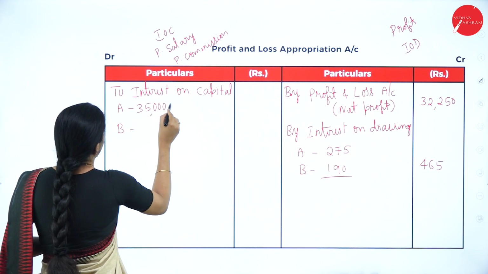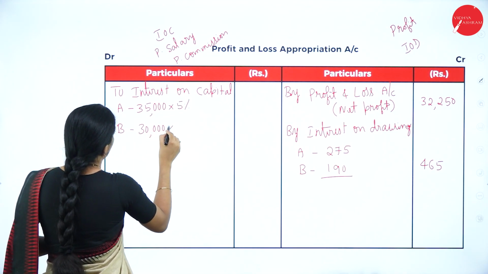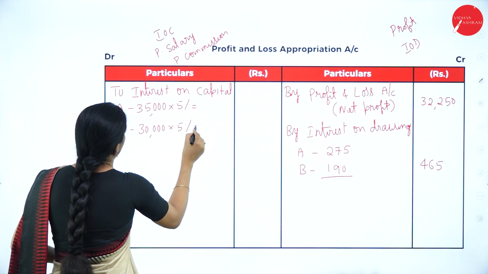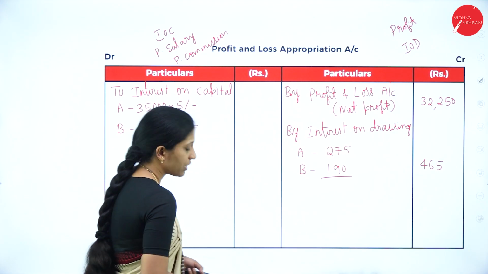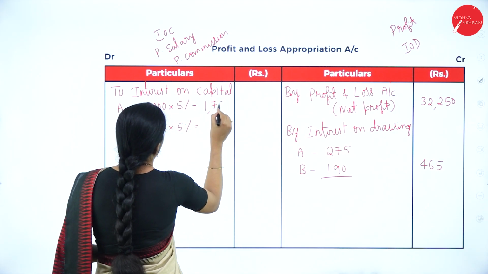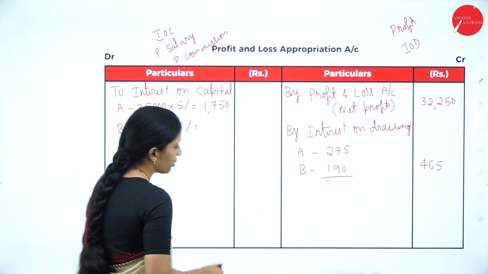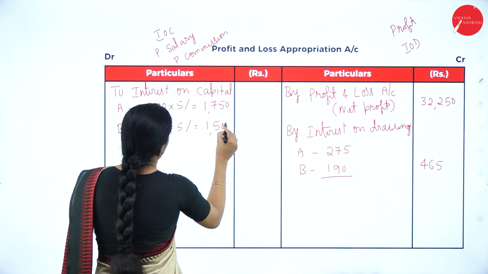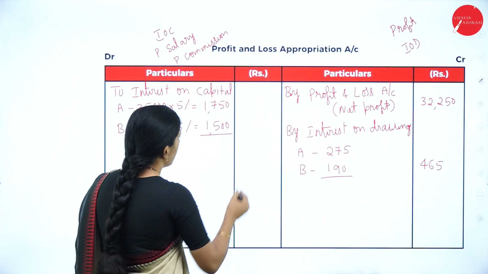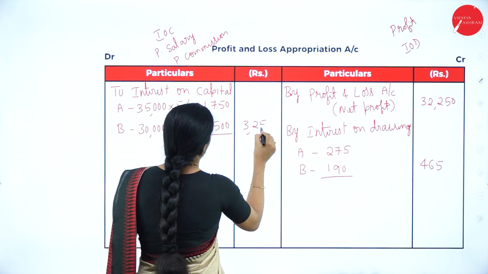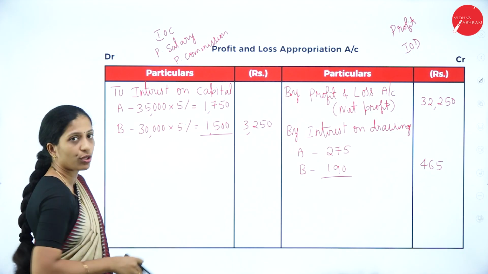35,000 into 5% and 30,000 into 5%. So 35,000 into 5% will be 1,750, and 30,000 into 5% will be 1,500. So 1,500 plus 1,750 will be 3,250.